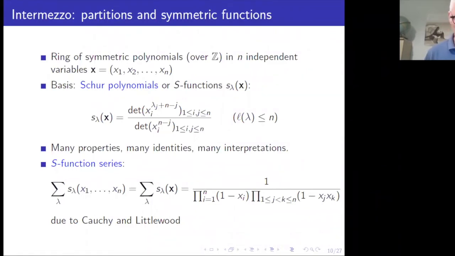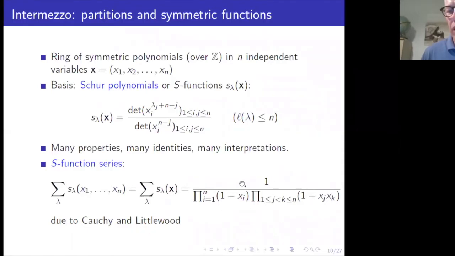So I don't have time to go through all properties and all identities, but apart from the fact that they form an integer basis for your ring of symmetric polynomials, one can also have many other interesting identities, in particular infinite series identities, and this is known as the field of S-function series, and some of them were already known to Cauchy, Littlewood, for example.